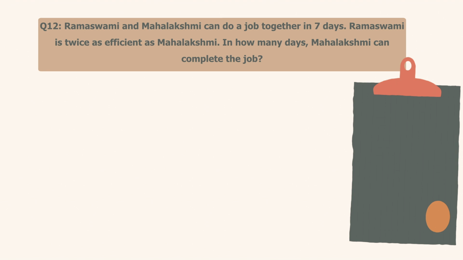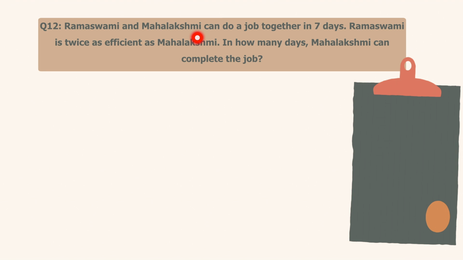Okay. So Ramaswamy and Mahalakshmi can do the job in 7 days. How do we write it? Ramaswamy will be 1 by R, work done by Ramaswamy in a day. Mahalakshmi in a day will be 1 by M, which together will be 1 by 7.